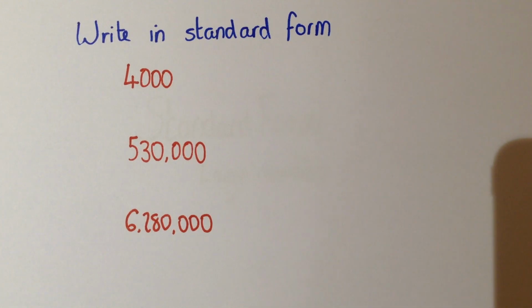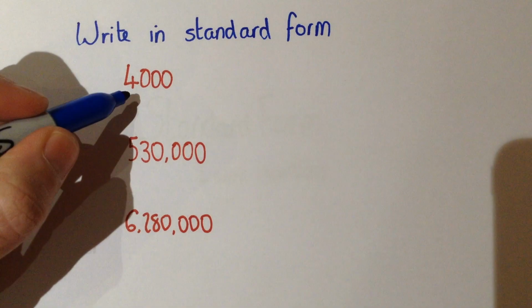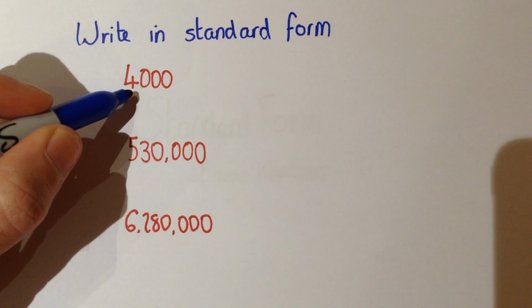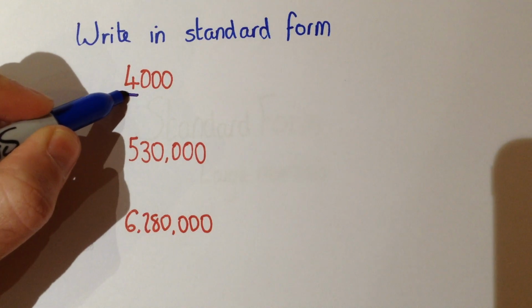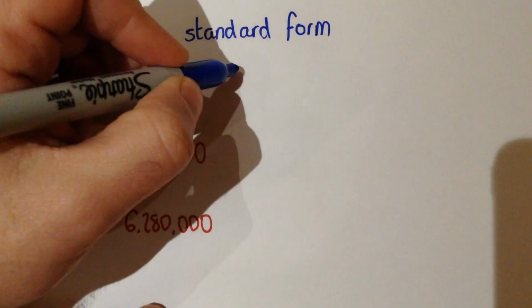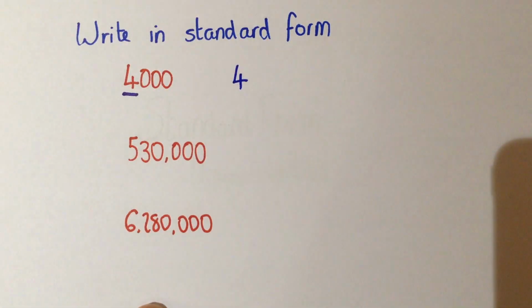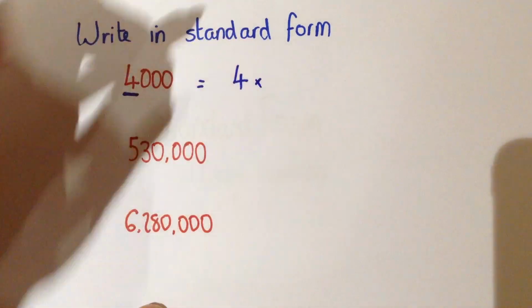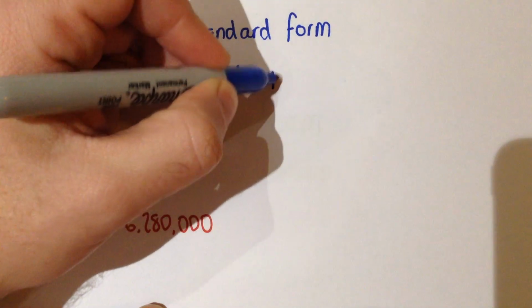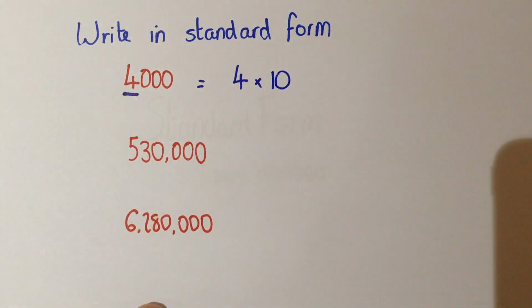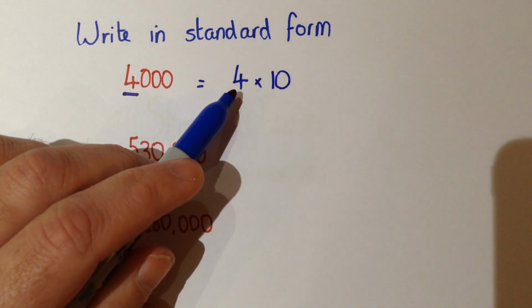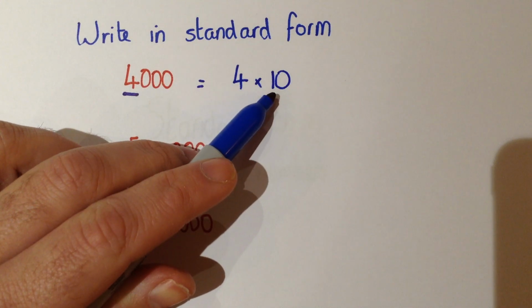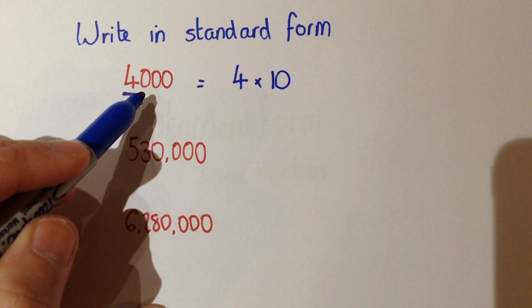The first part is a number between 1 and 9.9 recurring that represents the start of the number you're trying to change. In this case, the number at the start we are going to use here is 4. The second part is a number that's going to go along with 10 as a power. So in other words, how many times would I have to multiply 4 by 10 to make it into 4,000?